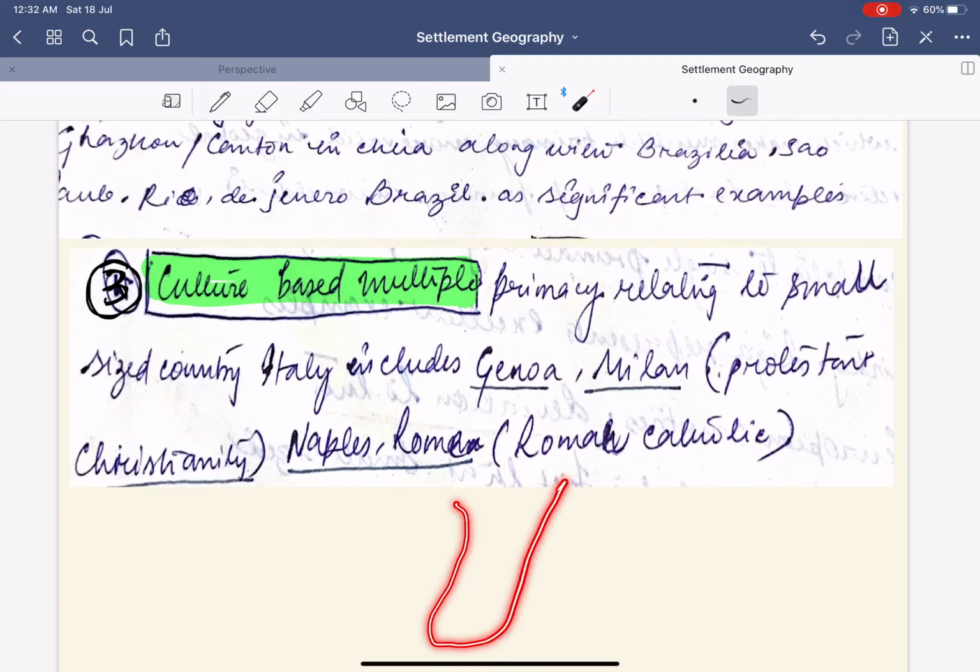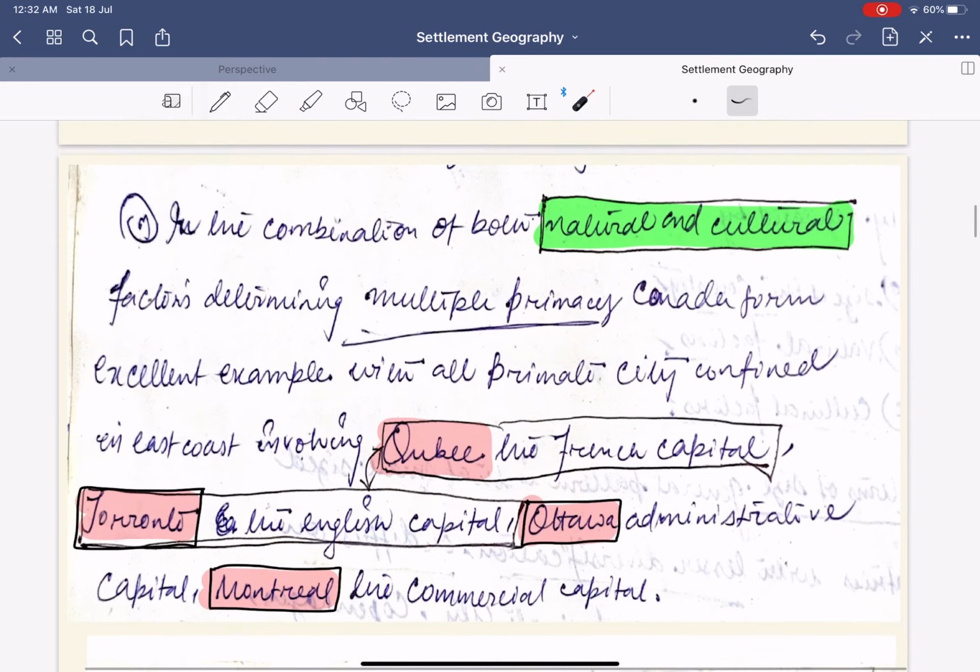This is Italy, we have Rome, we have Naples over here, but we have Genoa, Milan, means we can see that there are multiple primacy, but they are located at a very great distance from amongst themselves because of the culture based factor.